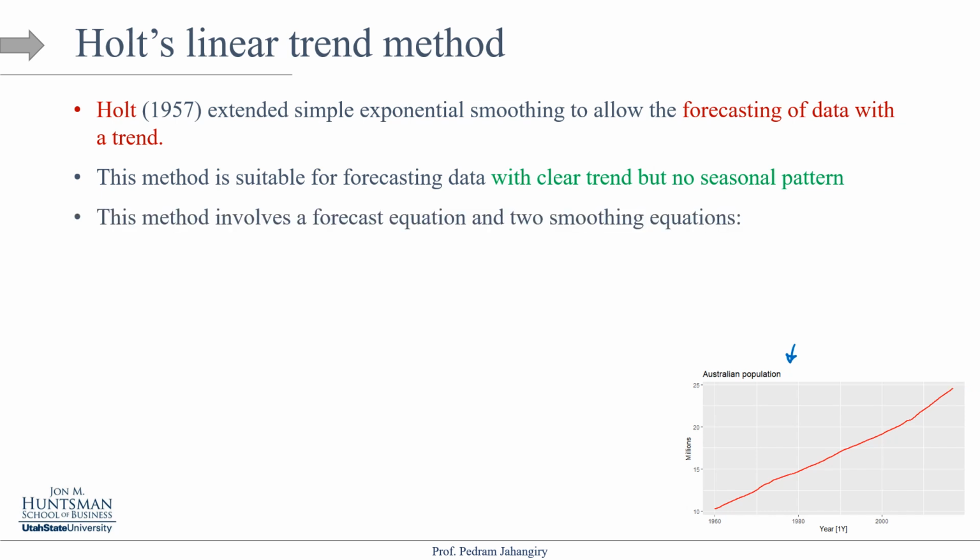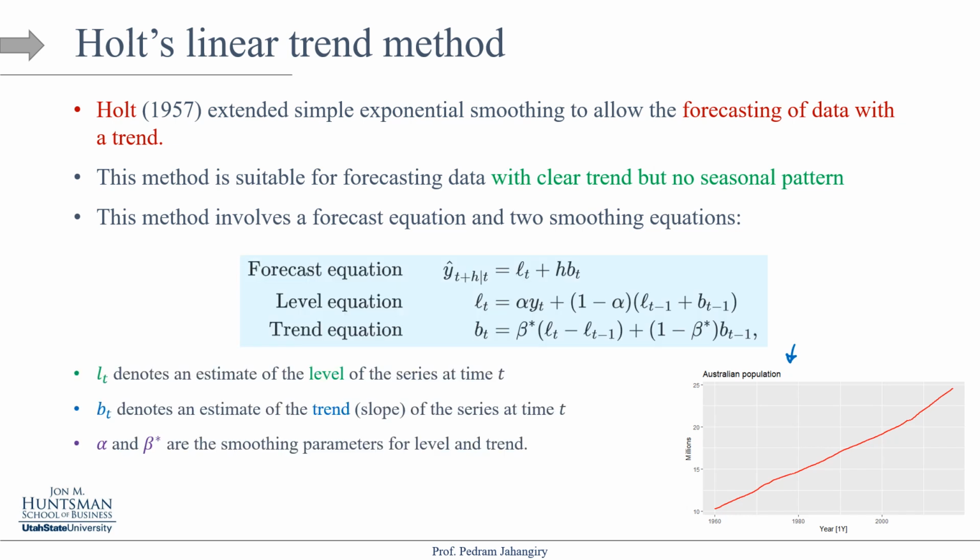This method involves a forecast equation and two smoothing equations. Let me actually show it to you and then talk about it. So there are two smoothing equations. So that's why sometimes people call it double exponential smoothing methods, right? So we have the simple exponential smoothing method, which we call SES, and now this one, the double exponential smoothing method, or we can call it Holt's linear trend. Basically, those two components are the level component. We have a level equation and we have a trend equation.